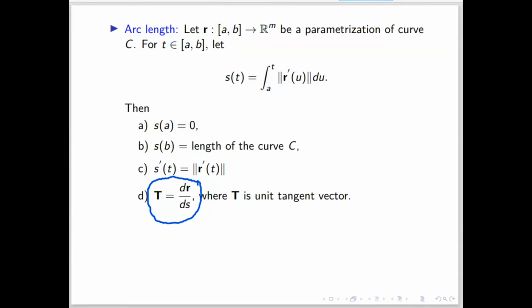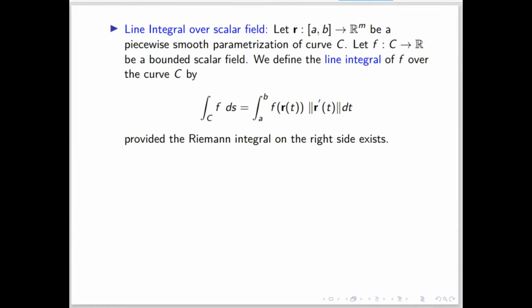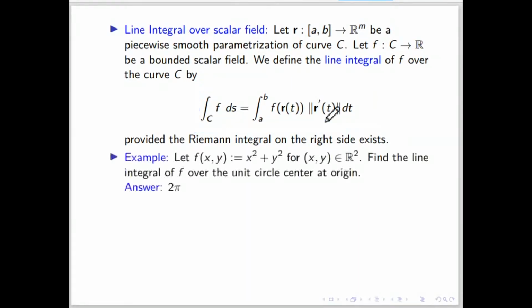And in the last class we already saw how to define the line integral over the curve C. So this is the formula for line integral when f is a scalar field. So line integral of a scalar field small f over the curve C is given by this, and we have seen one example of this. And we have also seen the line integral over a vector field.